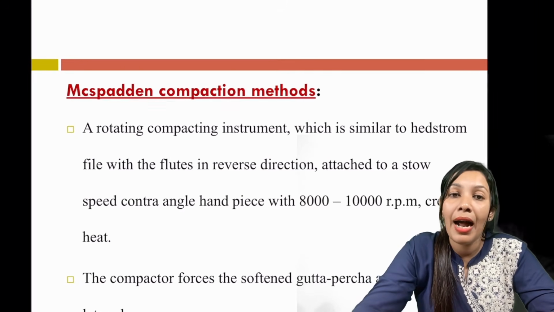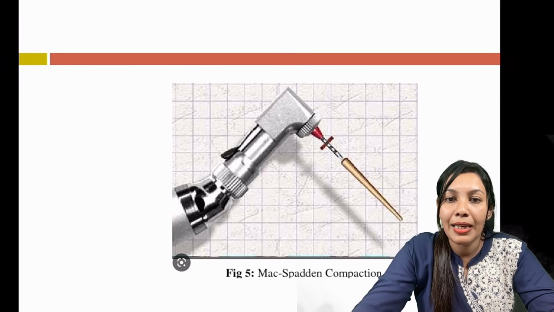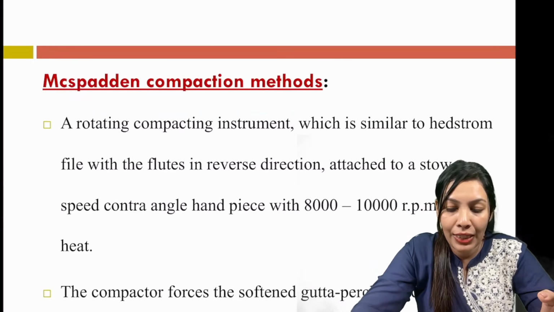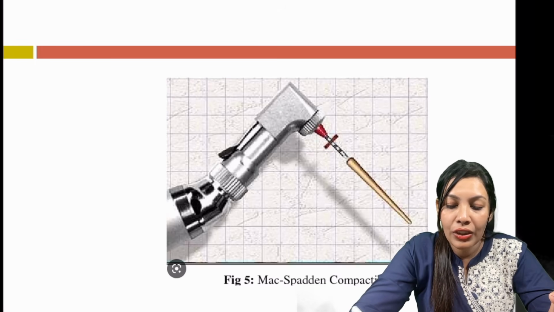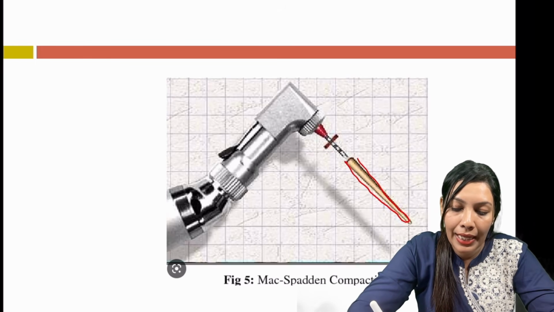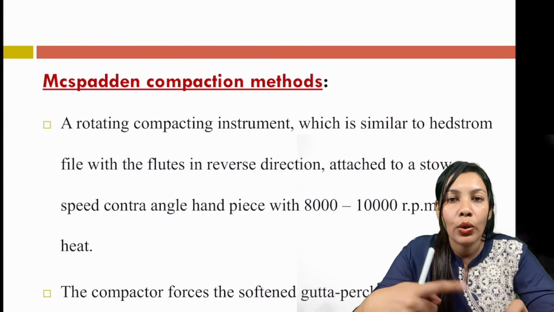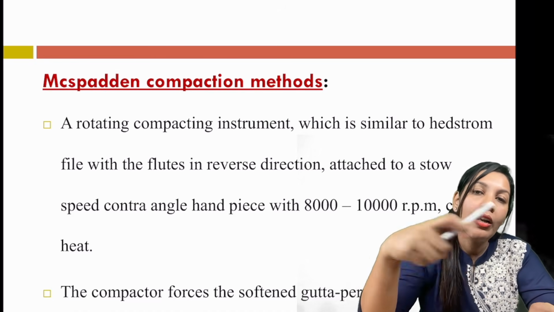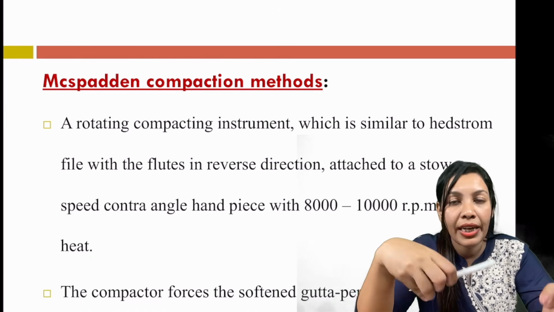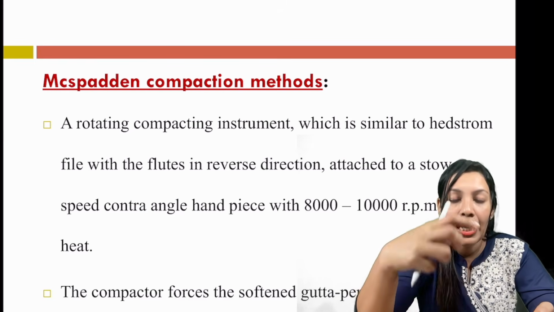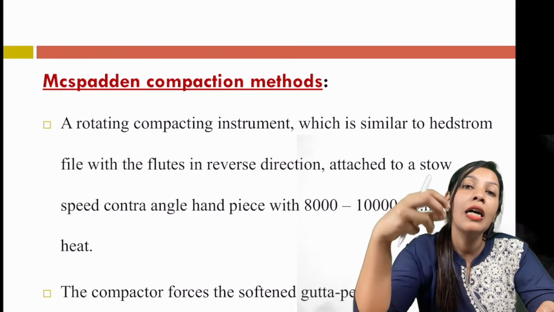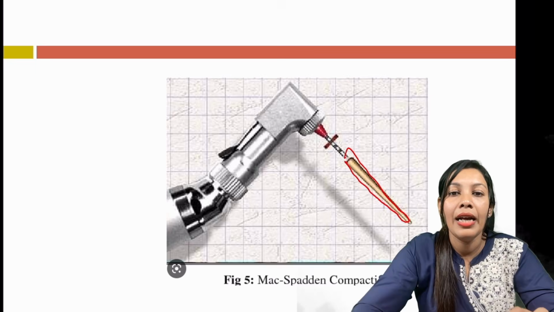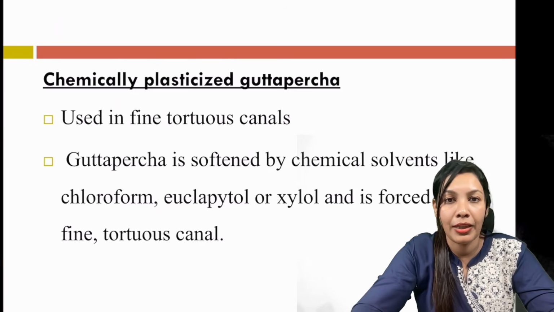Next is the McSpadden compaction method. You can see in this image, the McSpadden compactor has a Hedstrom file shaped structure onto which the gutta-percha is embedded. It is a rotating compacting instrument that we apply into the canal. It moves at a speed of 8,000 to 10,000 rpm, and because of the compactor, the gutta-percha is forced to slowly soften and move into the canal. That is the McSpadden compaction method.